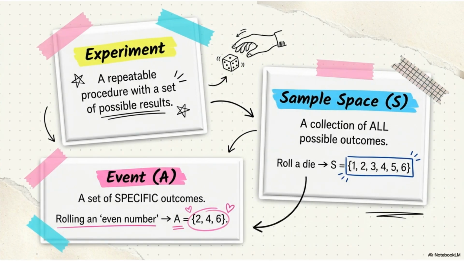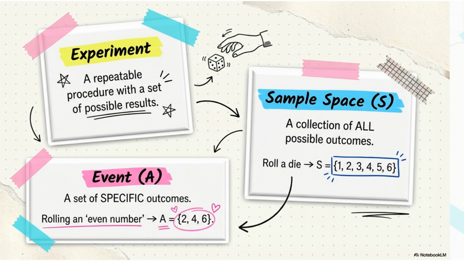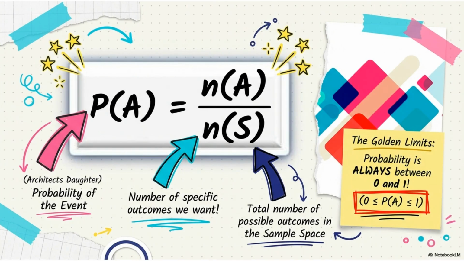An experiment is a repeatable procedure with a set of possible results. The sample space is the collection of all possible outcomes, while an event is a specific set of outcomes within that space. Calculating probability is straightforward. The probability of an event is the number of specific outcomes you want divided by the total number of possible outcomes. Remember, probability is always between 0 and 1.